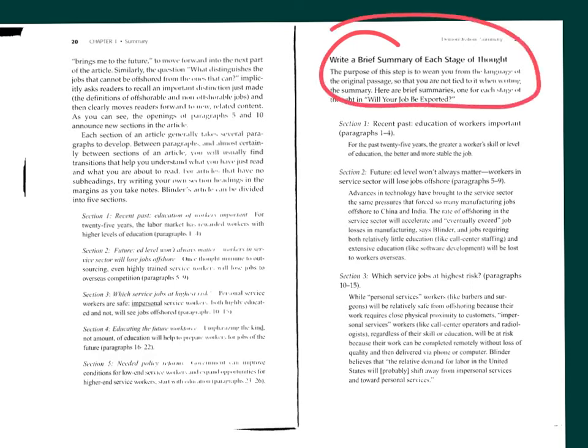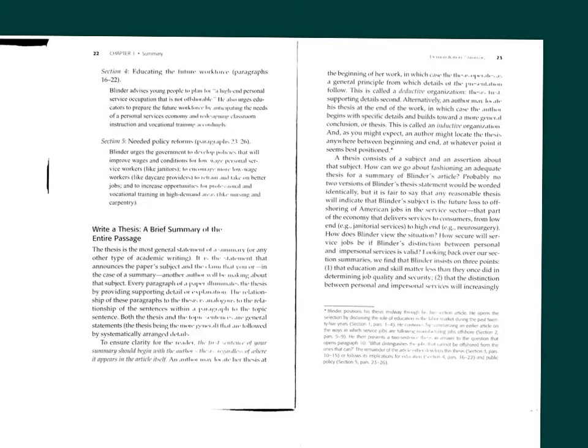Then they suggest that you write a brief summary of each stage of thought. Write a thesis and a brief summary of the entire passage. So you're working your way through. You're just grinding your way through the piece. And the amazing thing is that if you do it this way, you will really do justice to the article that you're reading and the work that the author has put in. Because no matter how much work you put in, the author put in maybe 10, 20, 100 times more work. So we have to do justice to the work of the author.